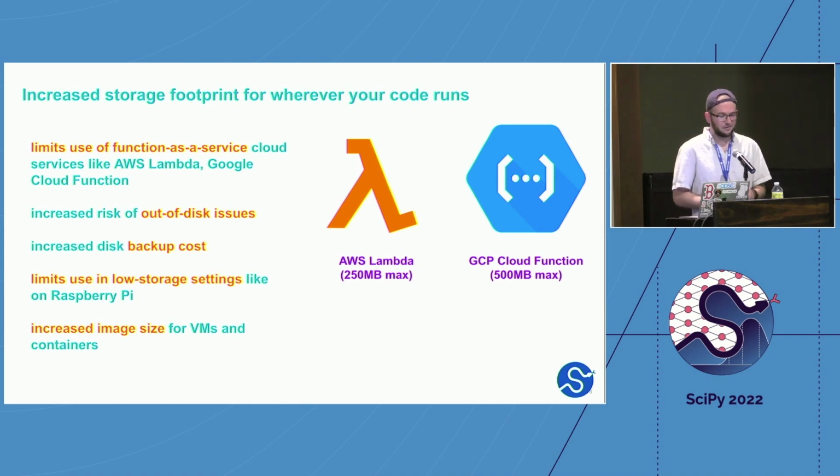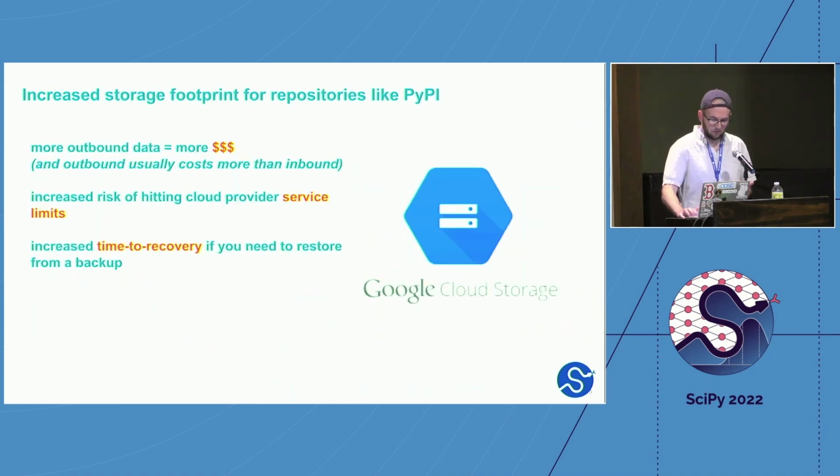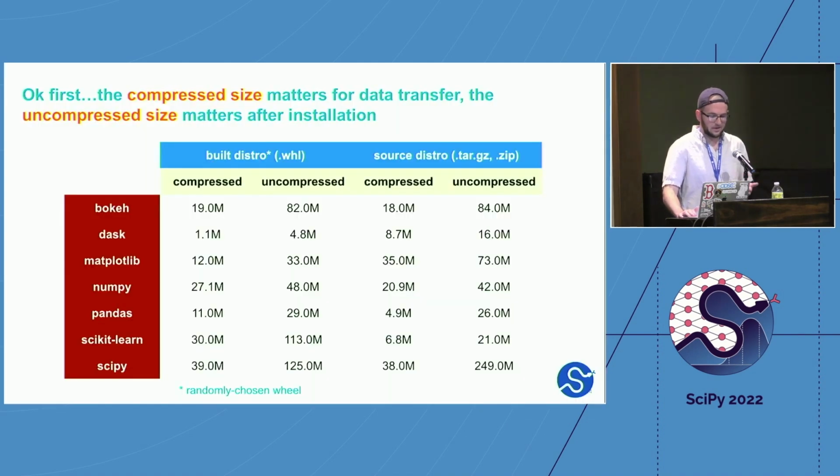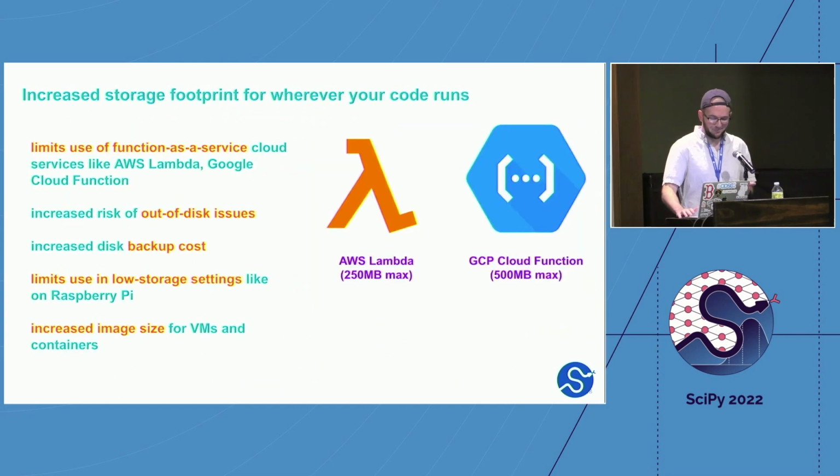These function-as-a-service offerings like AWS Lambda and Google Cloud Functions have limits on the size of the files that you can attach to your function environment. In AWS Lambda, it was 250 megabytes uncompressed then. It's still 250 megabytes today. I want to remind you, look at the uncompressed sizes of some of these wheels, right? Like scikit-learn, you're already at 113 megabytes. So, including extra files in your distributions can make it harder for people to use in those environments.